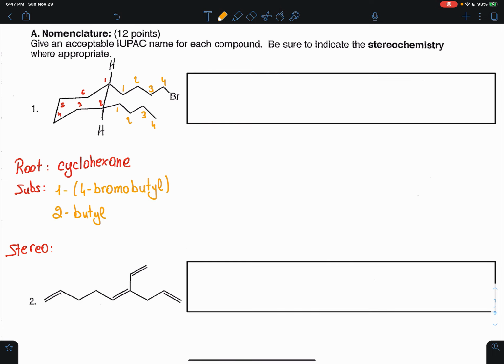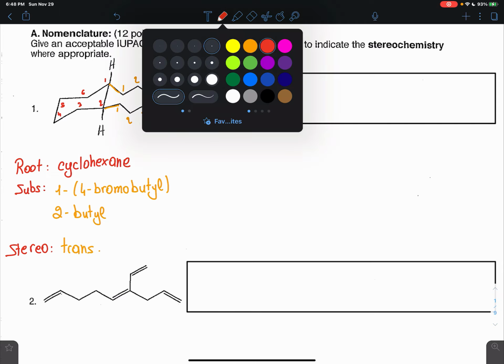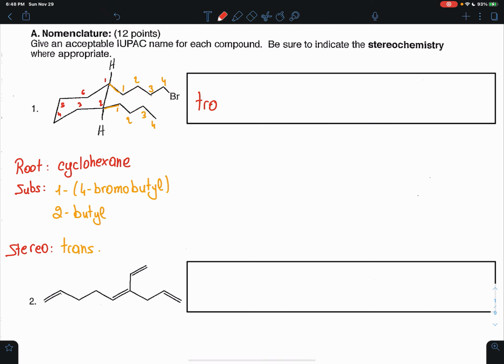Now for stereo, in this case, this one's going to be pointing down and this one's going to be pointing up. So in this case, it's going to be a trans. So to put the whole thing together, it's going to be trans-1, 4 bromobutyl, and then we have 2 butyl, cyclohexane.